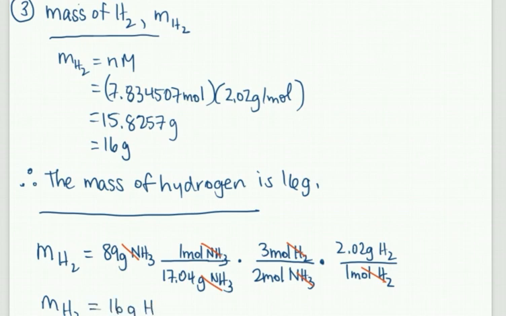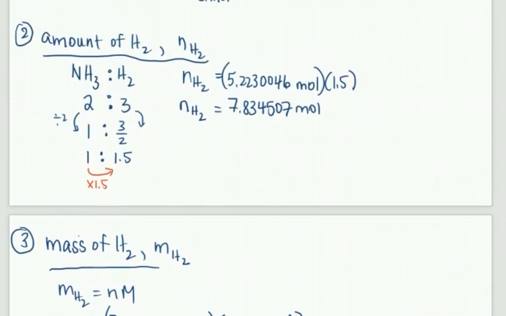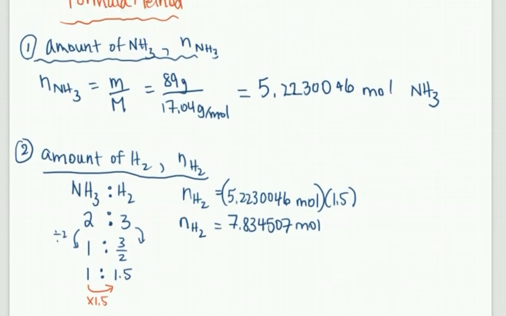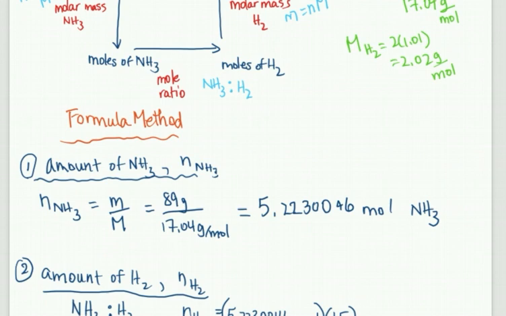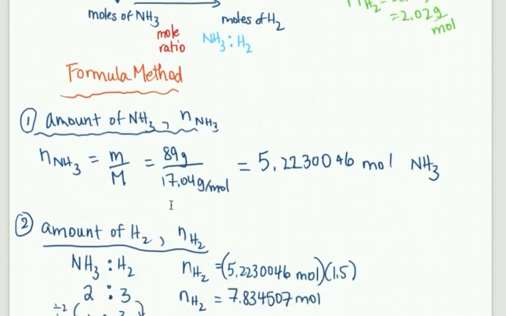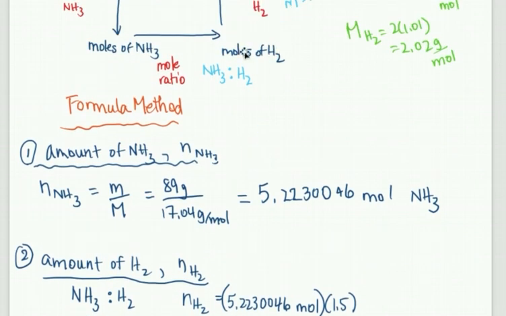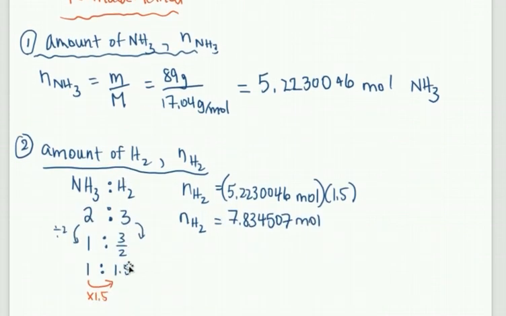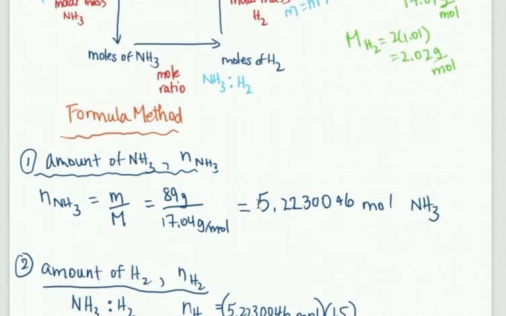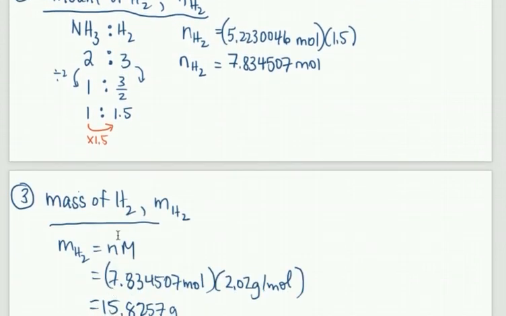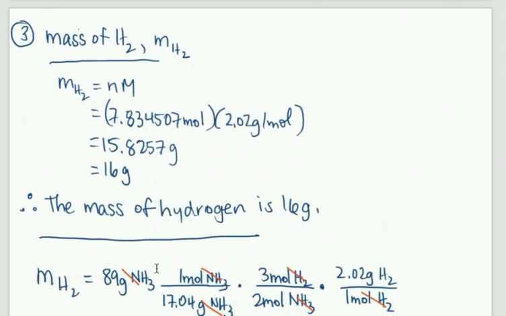of hydrogen. Okay, so if you wanted to try the unit analysis method and it was a little bit confusing, now that you've seen the formula method and how it goes step by step: you're calculating out the amount first in this first part of the box, right? Then you use that number with the mole ratio to calculate the amount of hydrogen. And then the last step of the box, you calculate the mass of hydrogen. So that's what you're doing here.